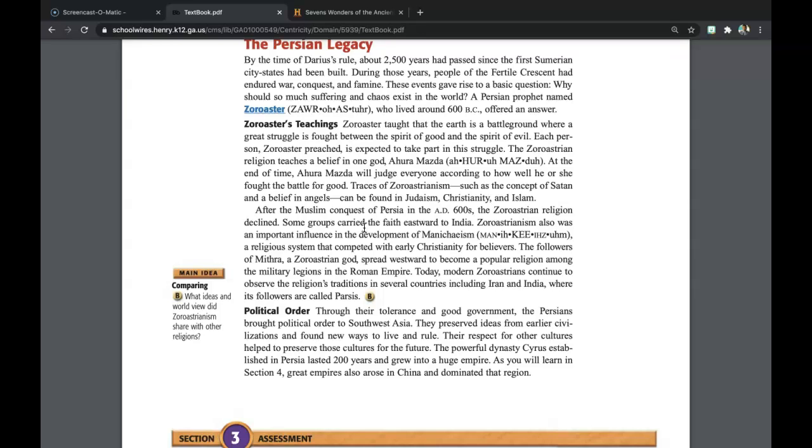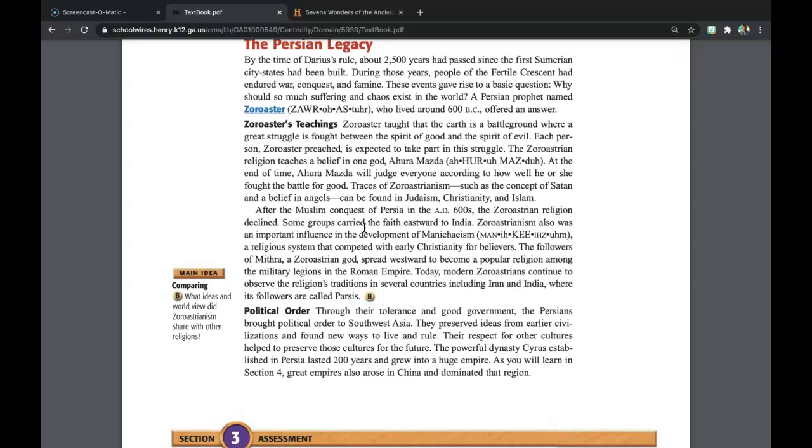Zoroaster's teachings. Zoroaster taught that the earth is a battleground where a great struggle is fought between the spirit of good and the spirit of evil. Each person, Zoroaster preached, is expected to take part in this struggle. The Zoroastrian religion teaches a belief in one God, Ahura Mazda, and at the end of time, Ahura Mazda will judge everyone according to how well he or she fought the battle for good.